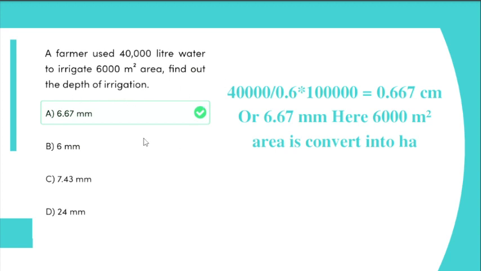So we convert the 6,000 square meter area into hectares. So 40,000 upon 0.6 multiplied by 1 lakh. So we get 0.667 centimeter or 6.67 mm. So here the answer is option number A.